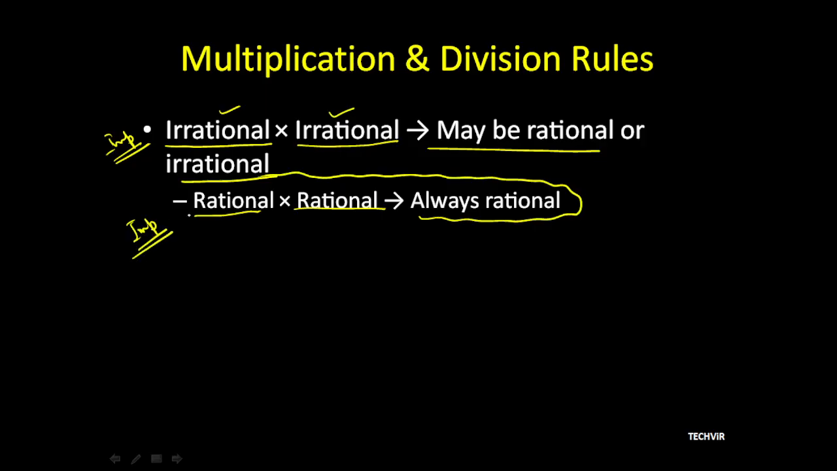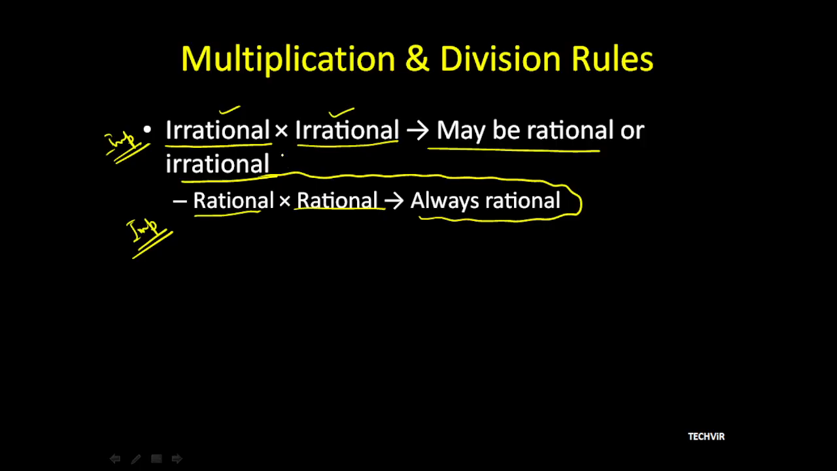We use these results in proving whether a given algebraic value is a rational or irrational number. So these two results are very important. You need to memorize them: the product of two irrational numbers may be rational or irrational, it depends, but the product of two rational numbers is always rational, okay.